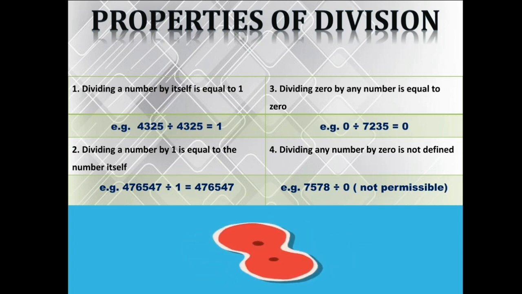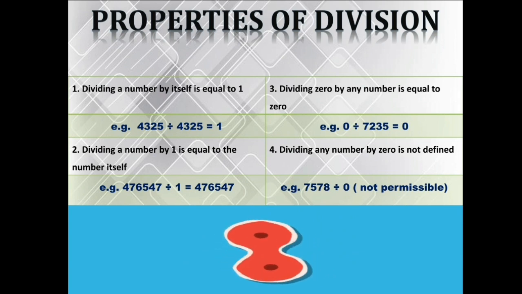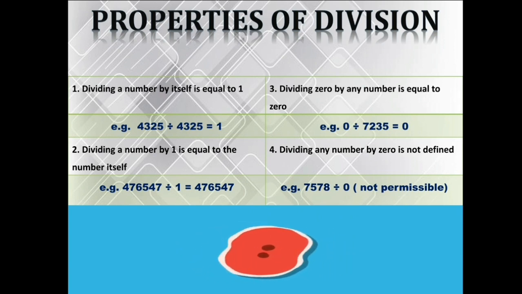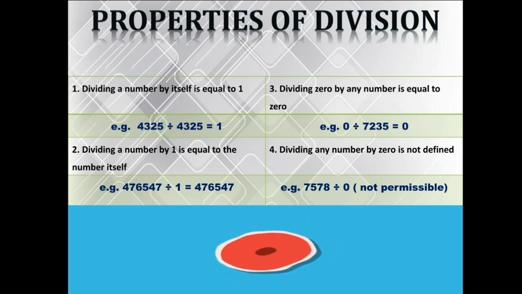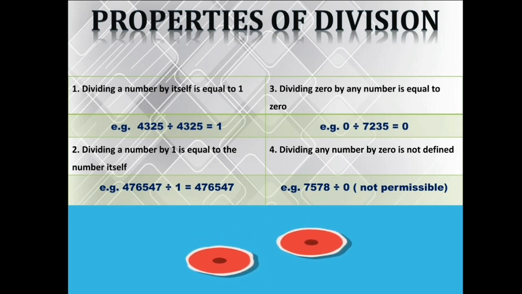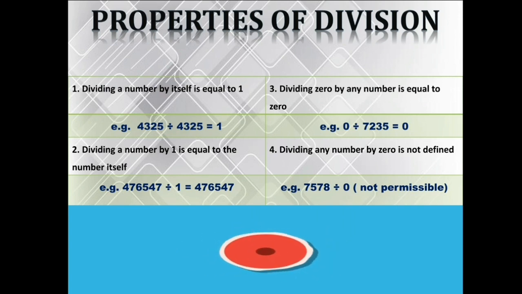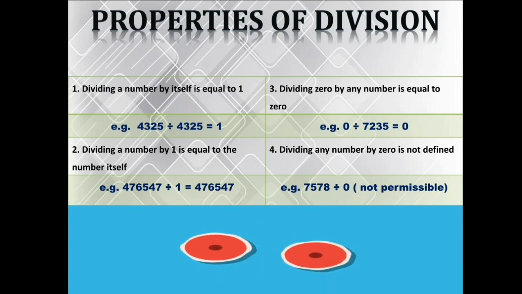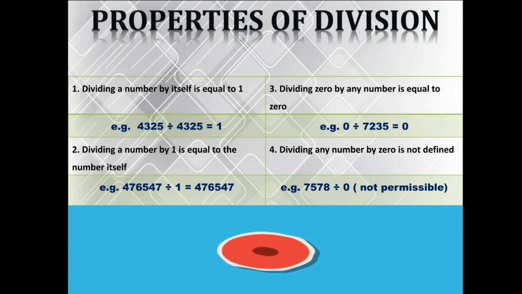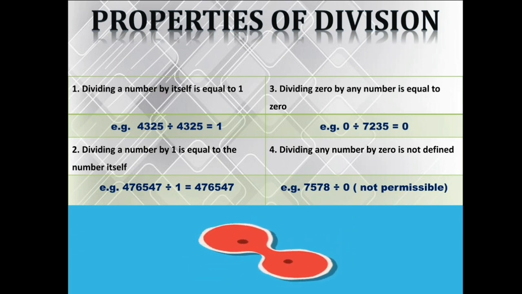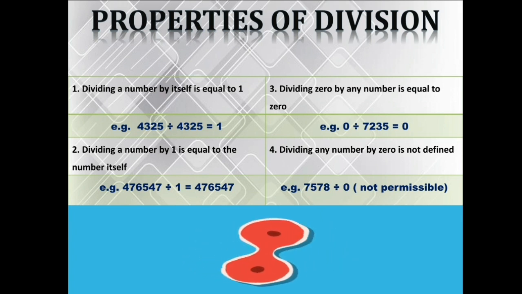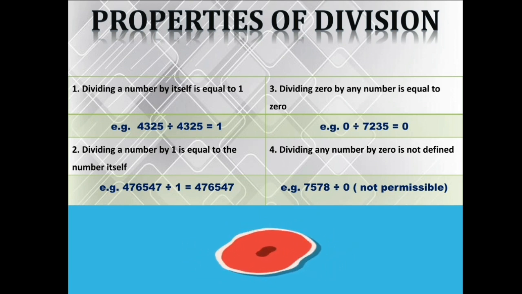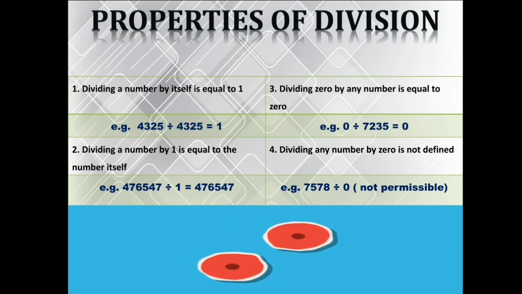Third is dividing 0 by any number is equal to 0. Remember, dividing any number by 0 and dividing 0 by any number are two different things. When we divide 0 by any number, the answer is 0, which we can see in property number 3. 0 divided by 7235 will be 0. But dividing any number by 0 is not defined. It is not permissible. So dividing 0 by any number is 0, but dividing any number by 0 is not defined.